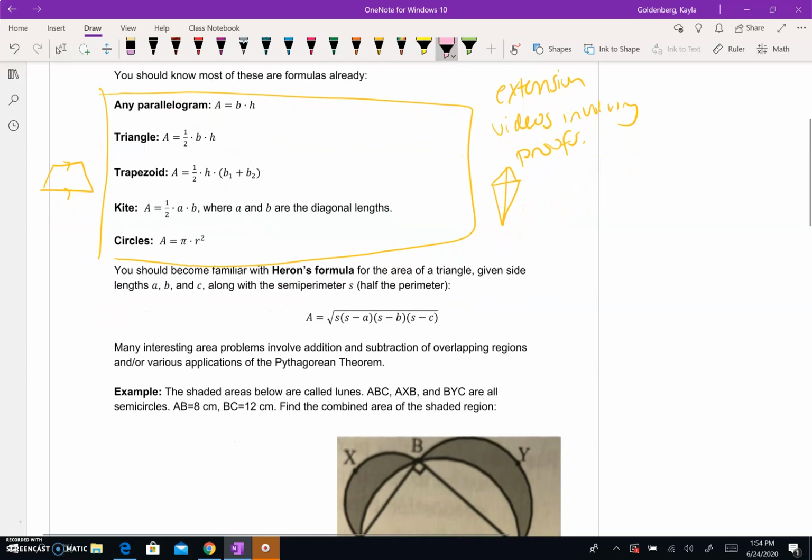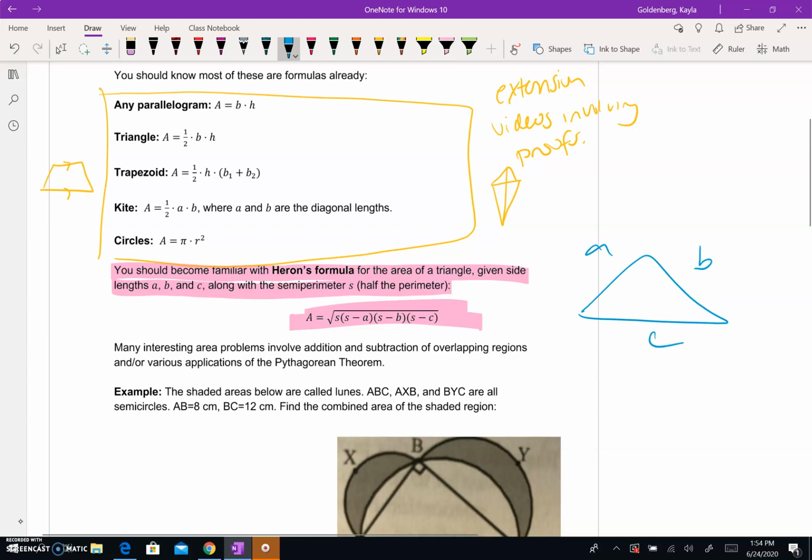There's also a formula that the Competition Math for Middle School book does cite called Heron's formula, and I put it here. It's for the area of a triangle given side lengths A, B, and C, and the semi-perimeter, which is half the perimeter. So, add it all up, divide by 2. This one's an interesting formula because it does not rely upon having a base and a height. It only uses the side lengths. So this would also be another interesting proof to look into.